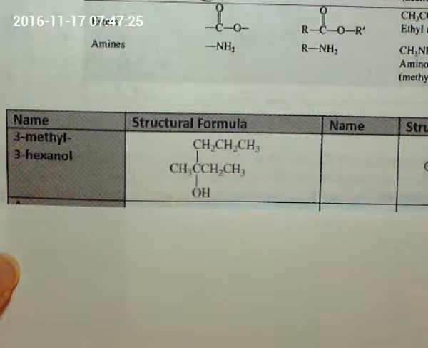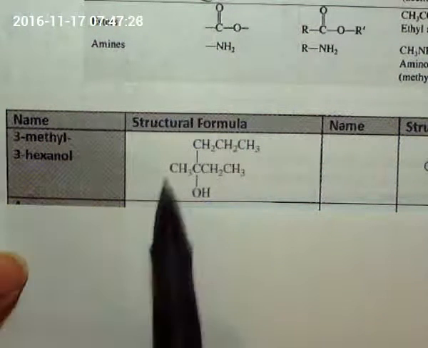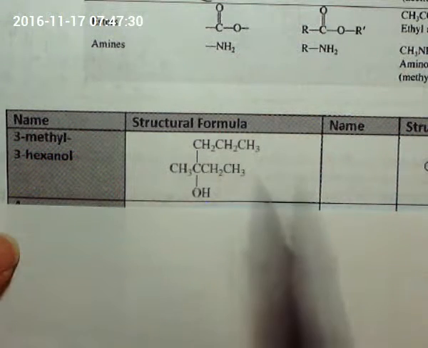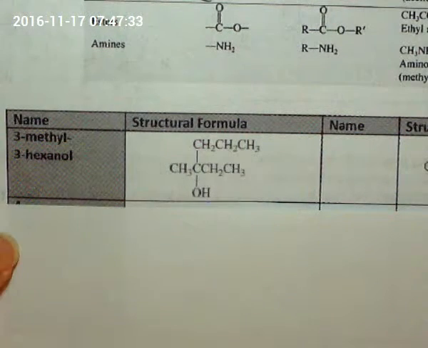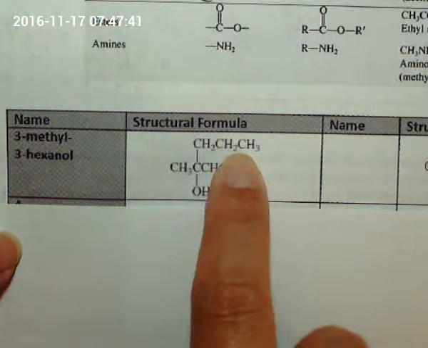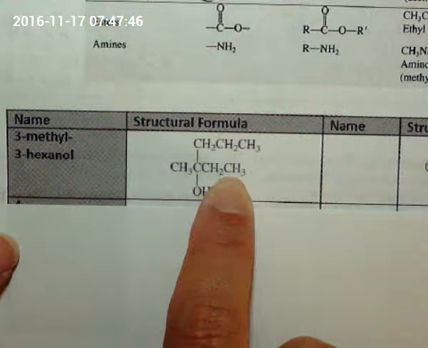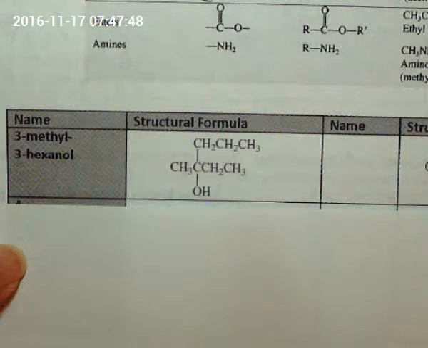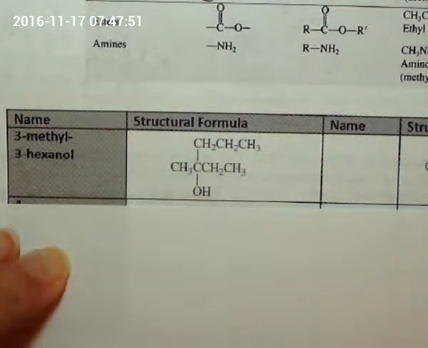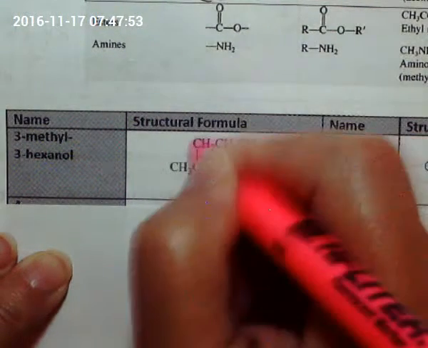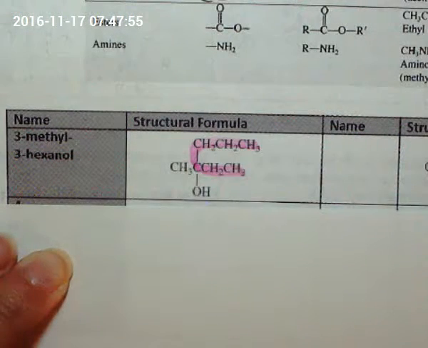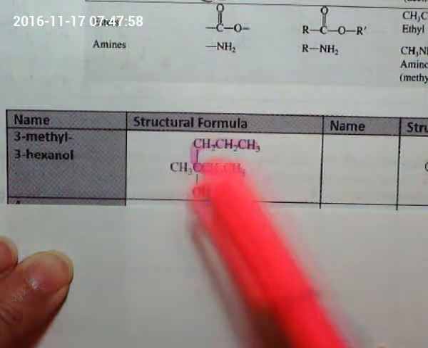Is it 1, 2, 3, 4? These guys in here? No. You want to figure out the longest number of continuous carbons, even if you have to wrap around, right? So, is it 1, 2, 3, 4, 5, 6? Is that the longest number of carbons that are continuous, attached to each other? All right. So that's the longest chain. So I'm going to highlight it. That's my parent. 1, 2, 3, 4, 5, 6.